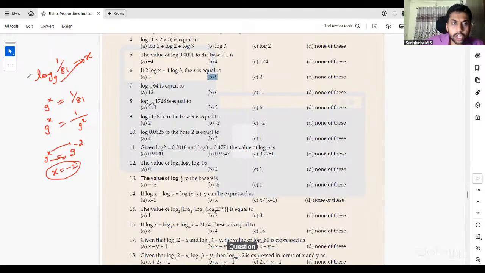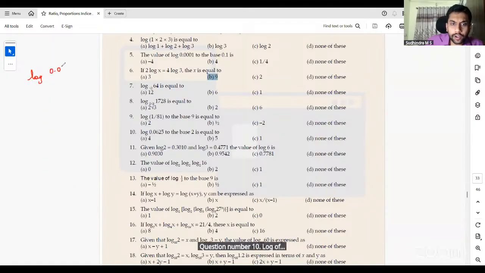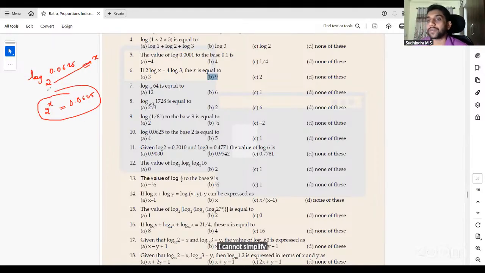Question number 10. Log of 0.0625 to the base 2. What should I do? I'll equate it to x. Convert it into indices. 2 to the power x is equal to 0.0625. Now, I cannot simplify this. I cannot express 0.0625 in terms of 2 to the power something. So what will I do?